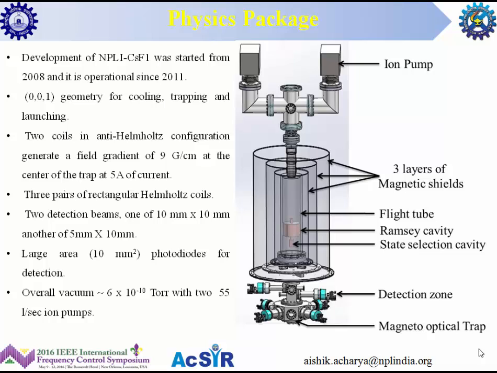We started developing our fountain in 2008 and finished in 2011, and it has a 001 geometry. We have a two anti-Helmholtz coil configuration in order to produce the mode, and the rest of the details are given here. The overall vacuum for our fountain is about 6 × 10 to the minus 10 torr, with two ion pumps located on the top of our fountain.